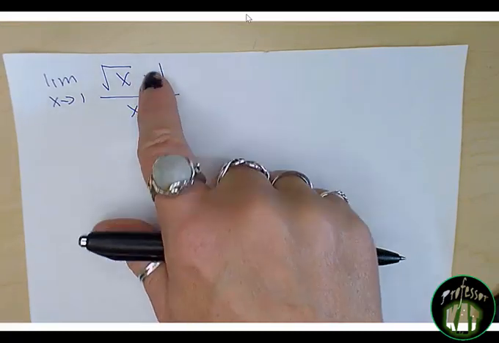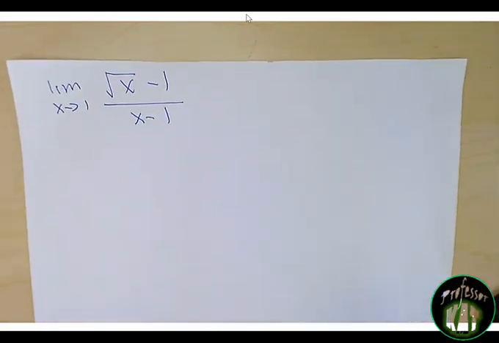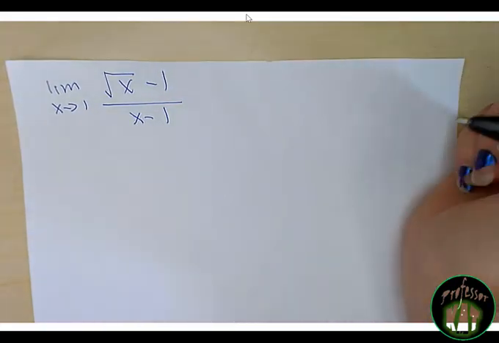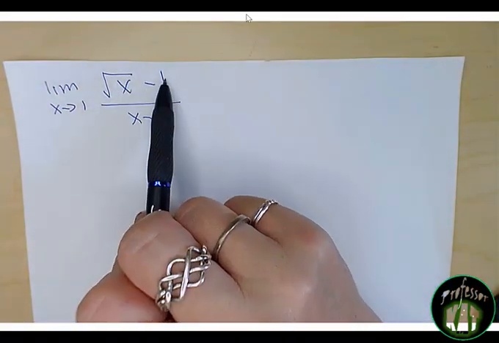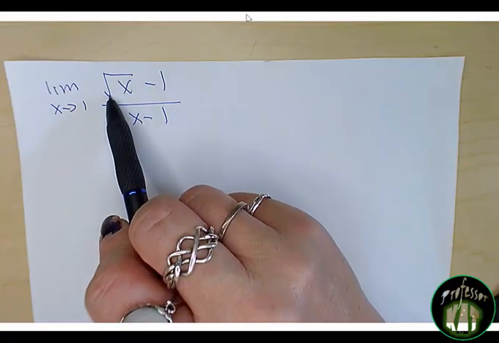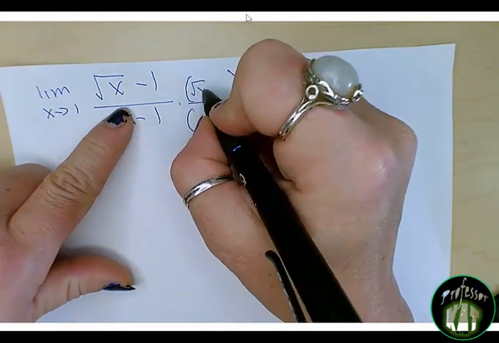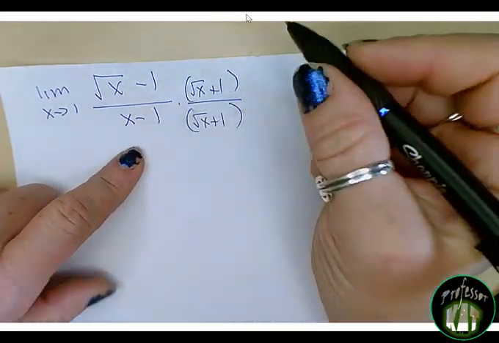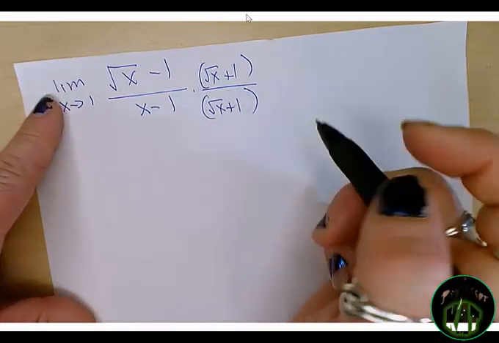So when we do get an undefined function or 0 over 0, there are some other techniques that we can use to try and simplify this, tweak this a little bit to where maybe we can find the limit of it. So in this instance, with an equation that looks like this, I am going to use the conjugate in order to simplify this, specifically in my numerator. I'm going to take the conjugate of my numerator, which would be the square root of x plus 1, and I'm going to multiply numerator and denominator by that. So square root of x plus 1 over square root of x plus 1. So really, I'm just multiplying by 1, but this is going to help me out here.